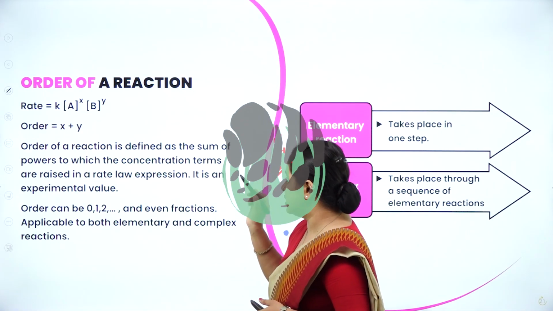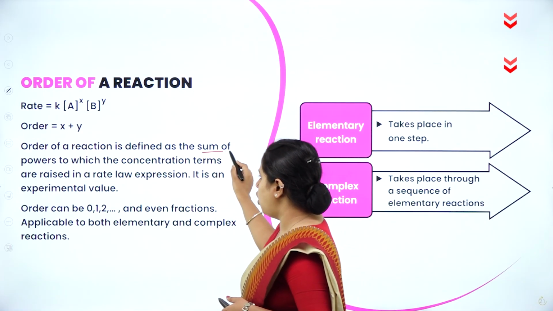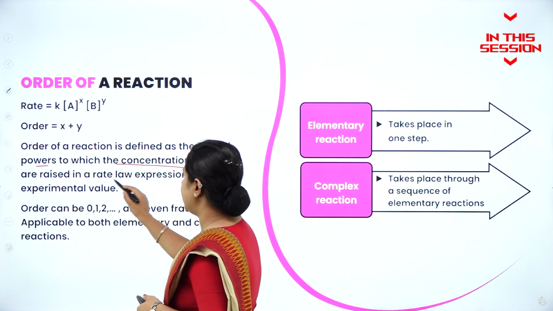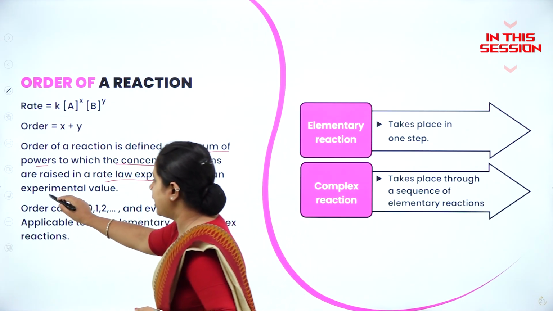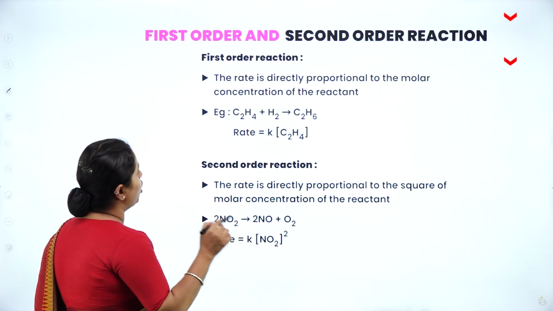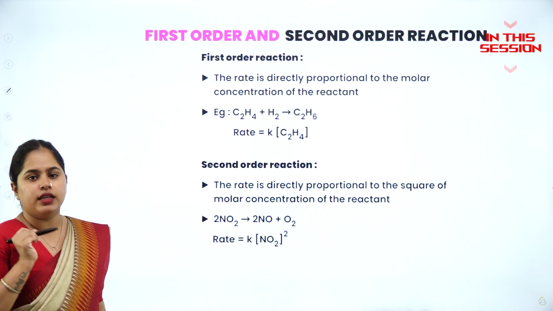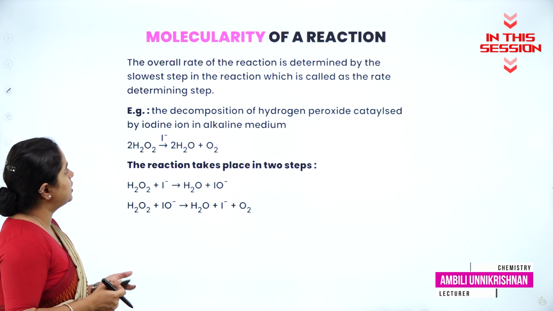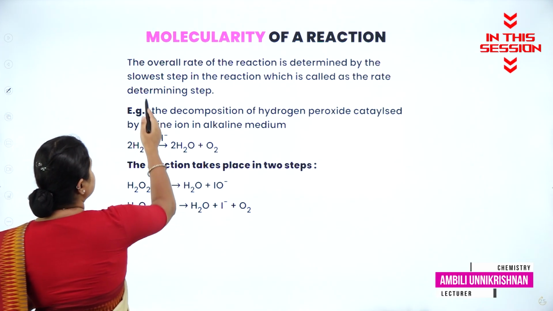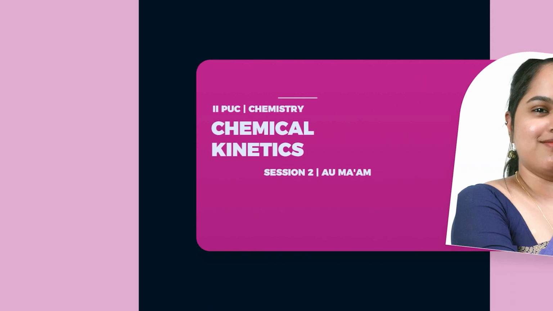Order of a reaction is defined as the sum of powers to which the concentration terms are raised in a rate law expression. It is an experimental value. The rate is directly proportional to the molar concentration of the reactant. That is called a first order reaction. Now the overall rate of the reaction is determined by the slowest step in the reaction, which is called the rate determining step.